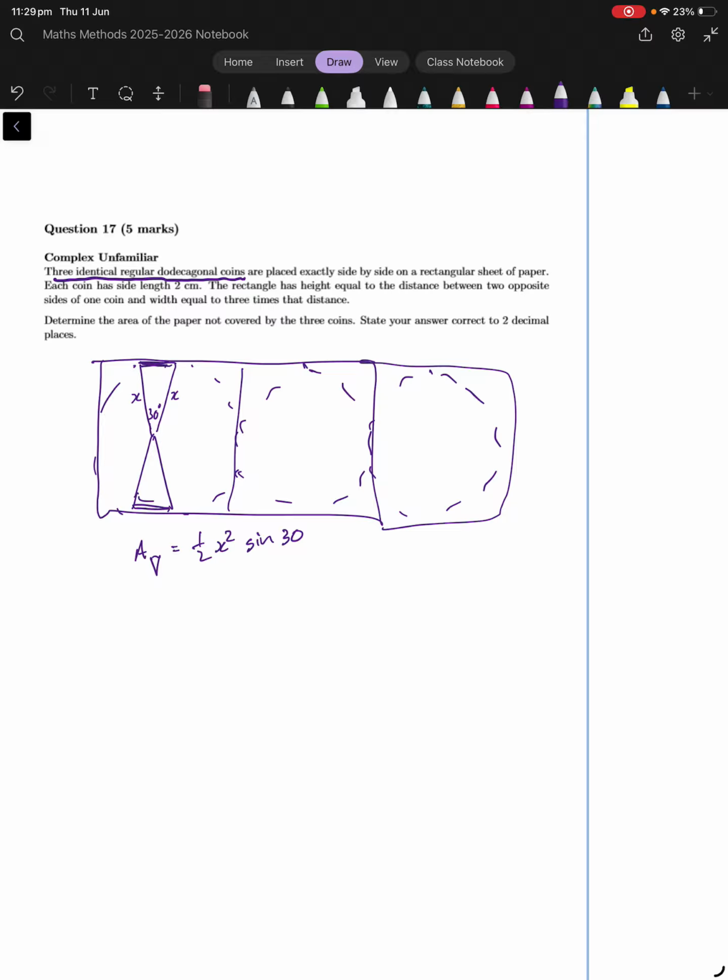Sine 30, sine of 30 itself is a half, so this is just x squared over 4. So then the area of a coin would be 12 times x squared over 4, which would be 3x squared. And then you can do 3 coins. The area of 3 coins would be 3 times 3x squared, 9x squared.